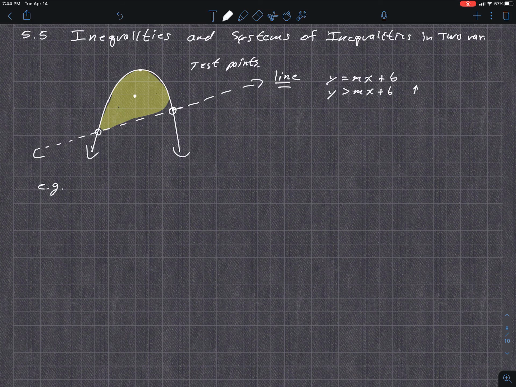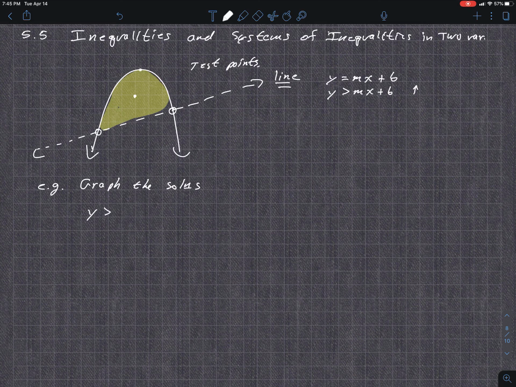So let's take a look at an example. So for example, graph the solution is what it'll be stated. So the solution is going to be a region or a set of ordered pairs, but the only way to really describe it effectively is by graphing. So the system may look something like this.